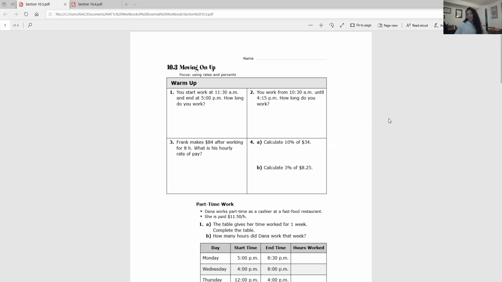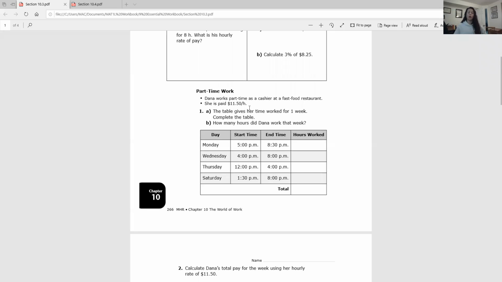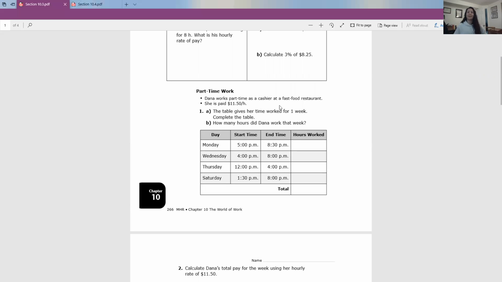We're looking at what happens if you get a little bit of a raise and how to calculate those things. So again, we're not going to do the warm-up. We see the math as we go through. So I'll do the first few, and then obviously there's a few questions at the end that you can try on your own. So Dana works part-time as a cashier at a fast food restaurant.